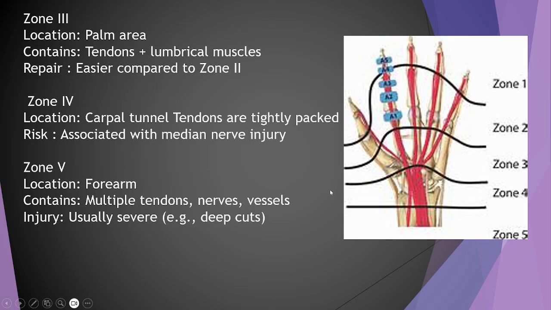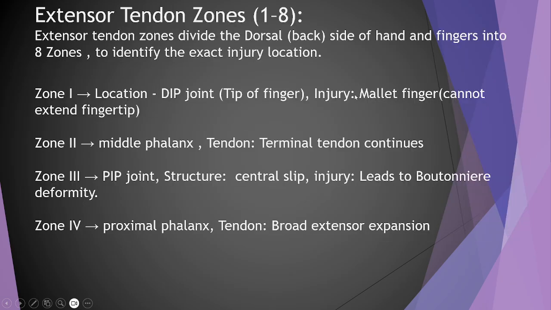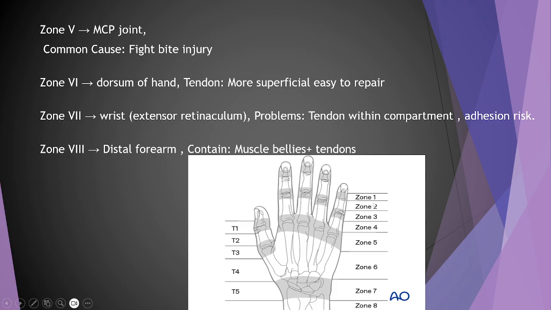Now coming to the extensor tendon. There are 8 zones in the extensor tendon. Here you can see zone 1, zone 2, and so on on the backside of the hand. In zone 1, the location is the DIP joint, the distal interphalangeal joint. Zone 2 is the middle phalanx, you can see here.